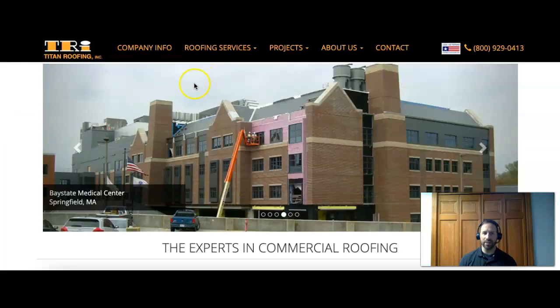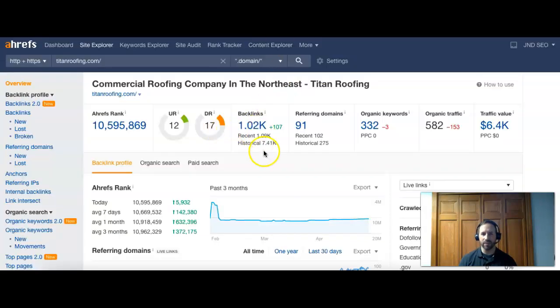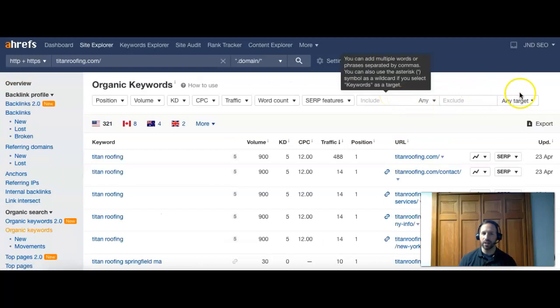So just as a comparison, I'm going to grab Titan Roofing. They were the top company that came up for our organic ranking at number 5 behind all those directories. This is just their site. I'm going to pop them into Ahrefs as well. If you look at what they've got going on, they have 91 referring domains, other websites, sending them over 1,000 links back to their page. They have over 300 keywords that they can be found for right now. And they are bringing in over 500 visitors to their site every single month, so almost 600 there.